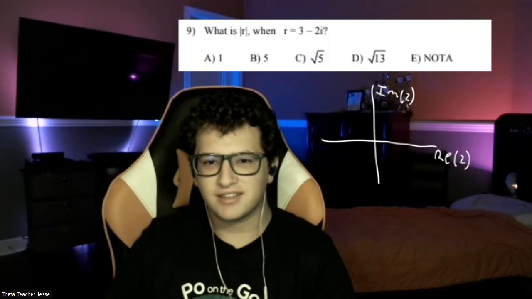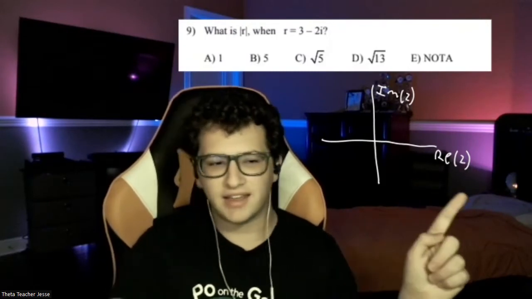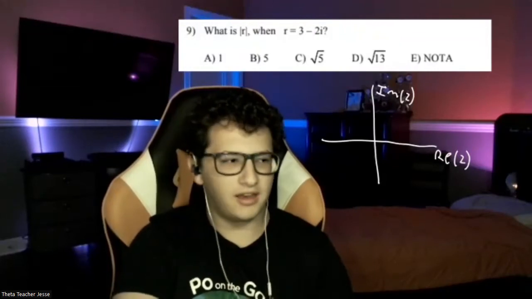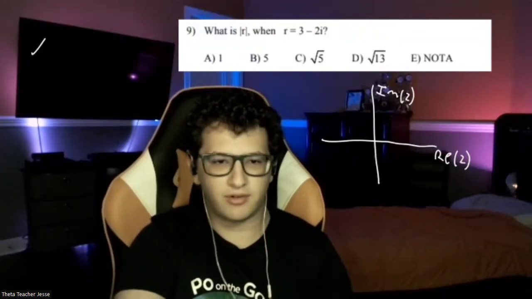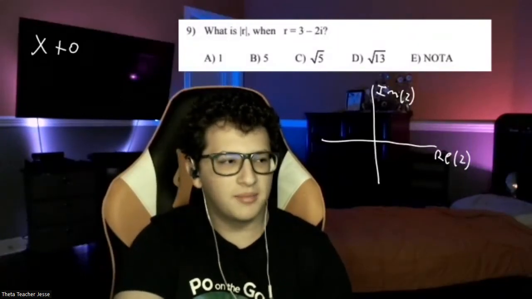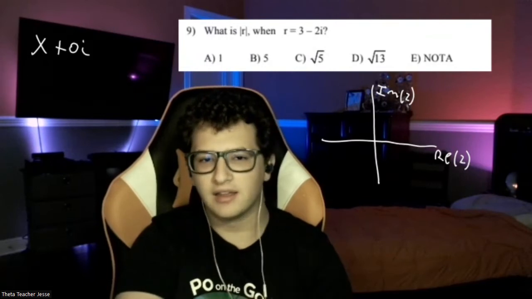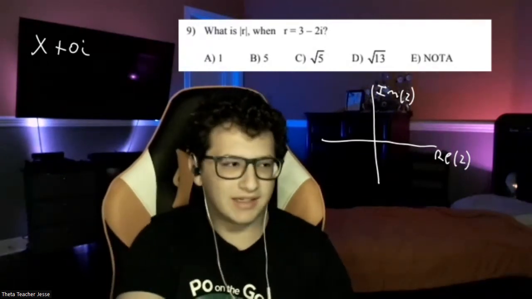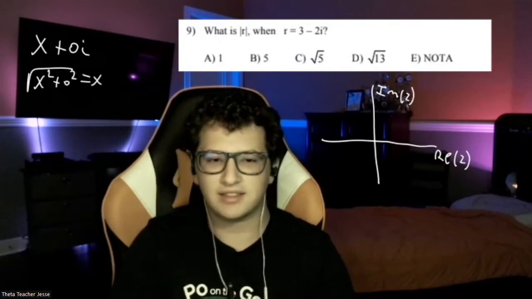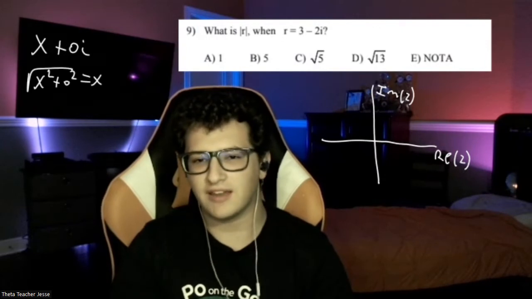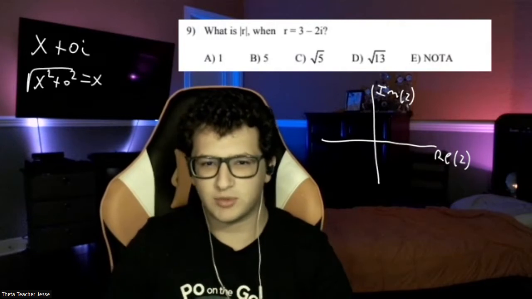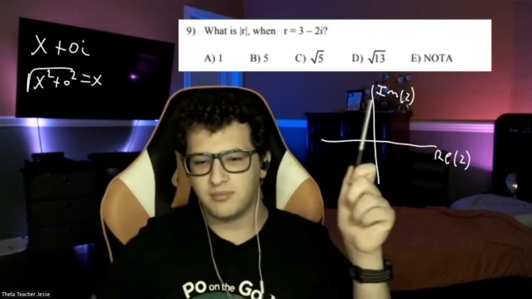Another way you could think about it is that a real number is technically a complex number. Say we have a real number x. Well, you can always think about it as the complex number x plus 0i. So that's just one way to get to the exact same thing. It'd be the square root of x squared plus 0 squared, which is just x. So that's another way to see the similarities between the two. But back to the question.